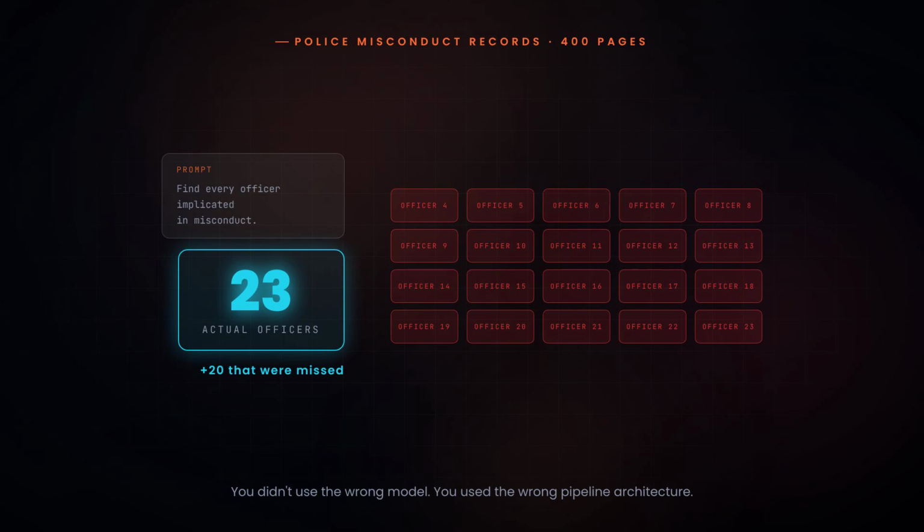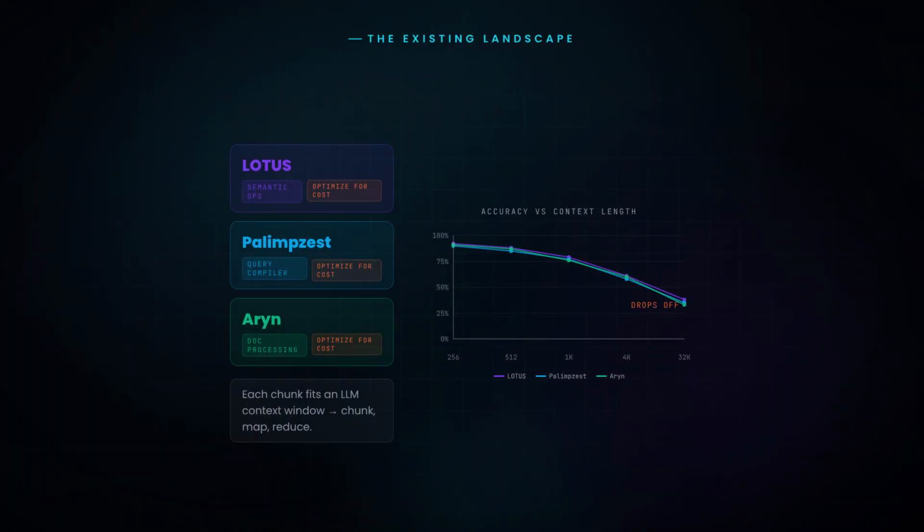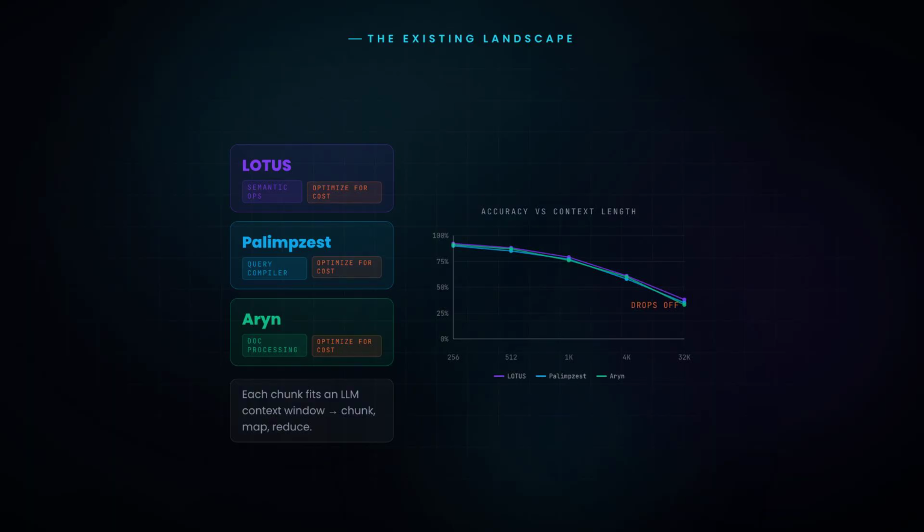Many of the major frameworks for LLM-powered data processing today were built around the same assumption. The user defines the operation, the LLM executes it, and the system's job is to reduce cost. Lotus, Palimpsest, Aryn, they treat your prompt as fixed, apply it to each document, and return the result. That works when documents are short, when the text fits in one context window and the task is simple: extract the sentiment, summarize the paragraph.